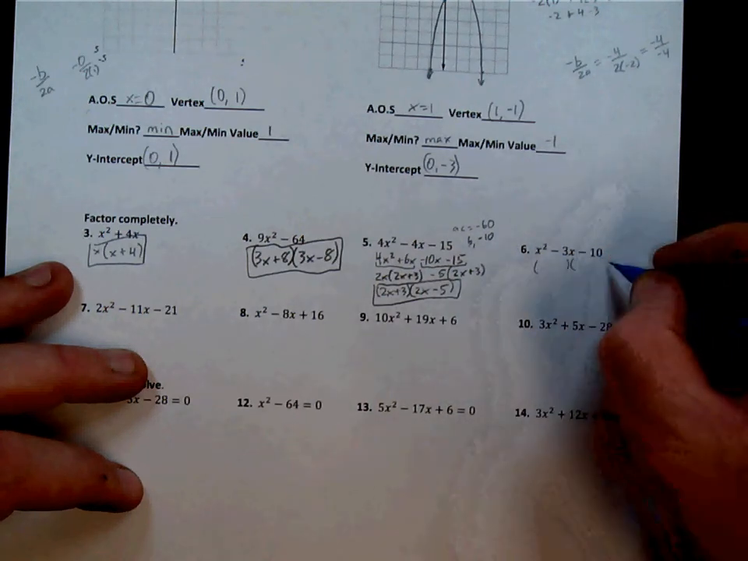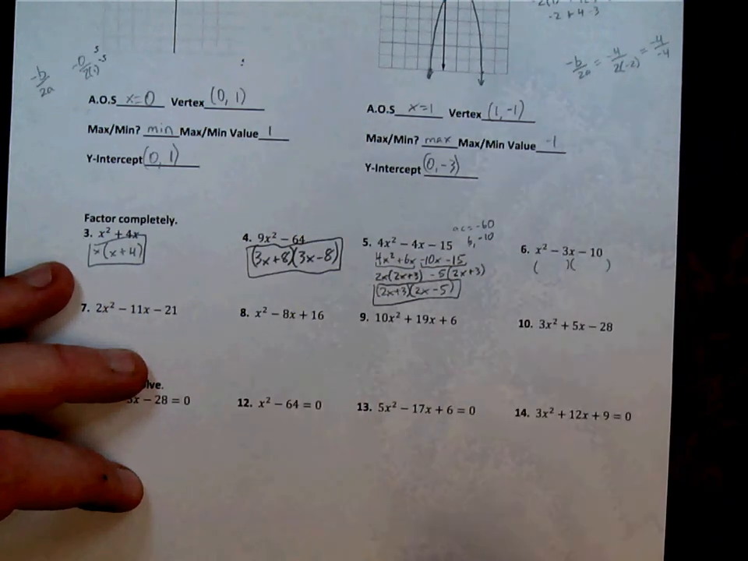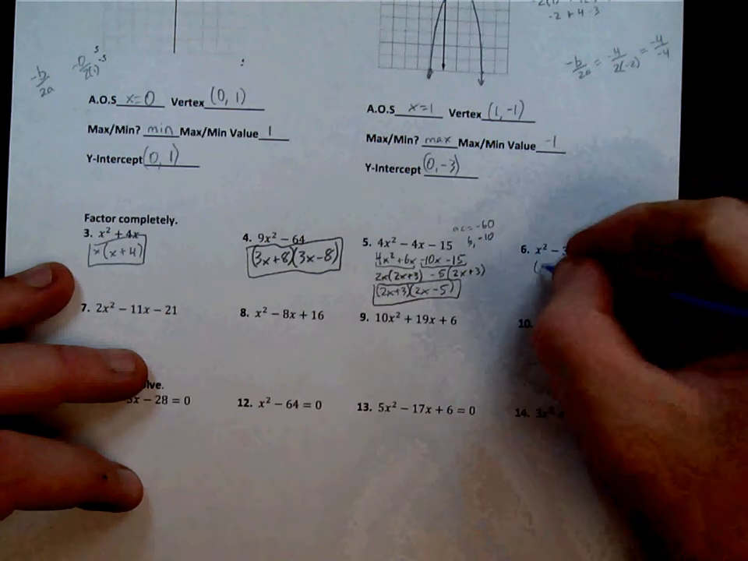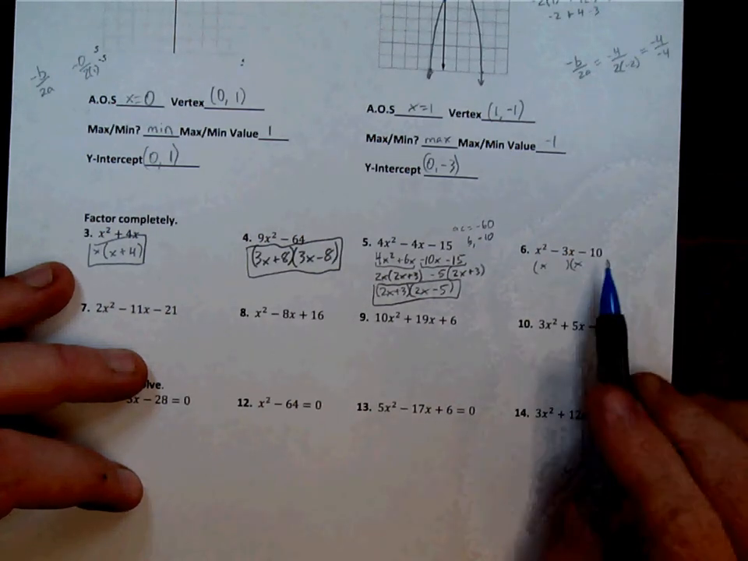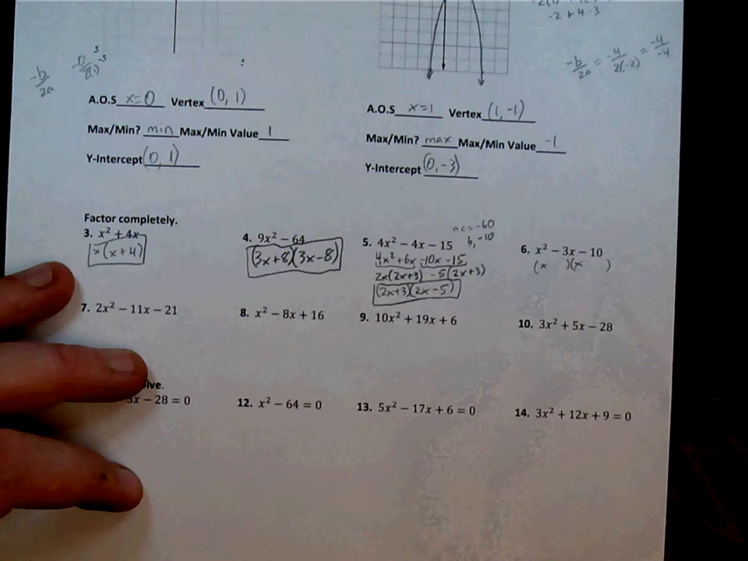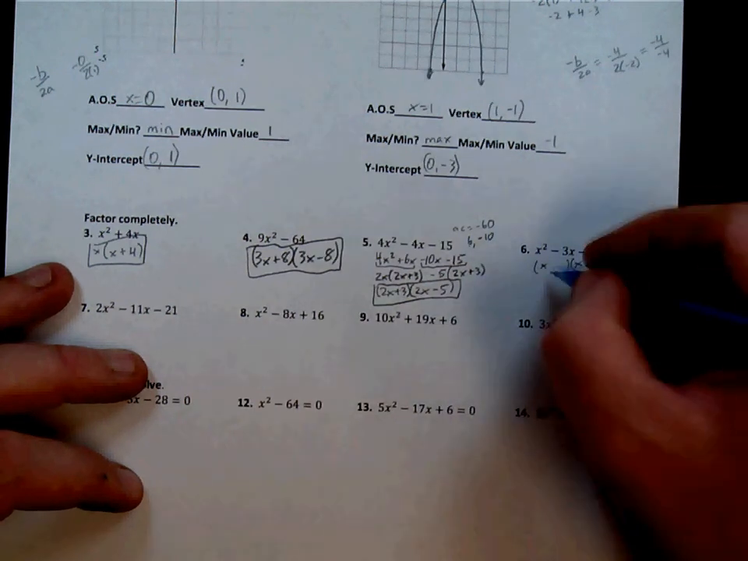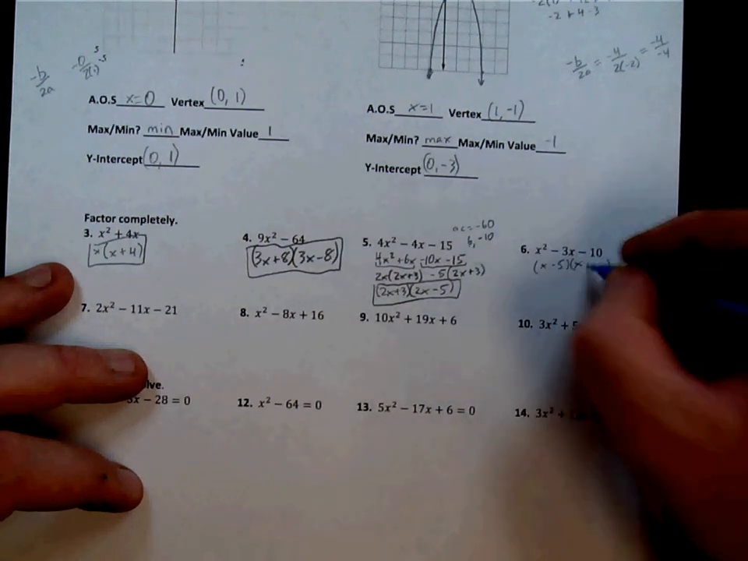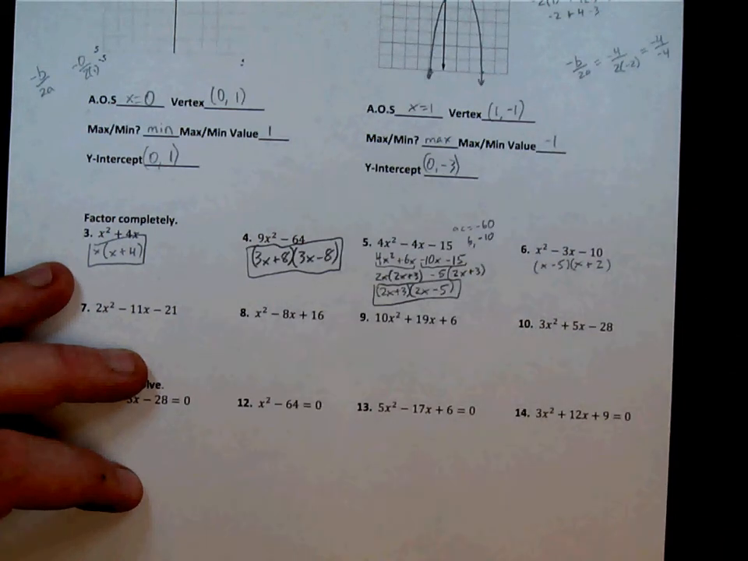You could do this one by grouping as well. I wouldn't. We just need two numbers that multiply to negative 10 that add to 3. So we get a negative 5 and positive 2. Doesn't matter which set of parentheses comes first.